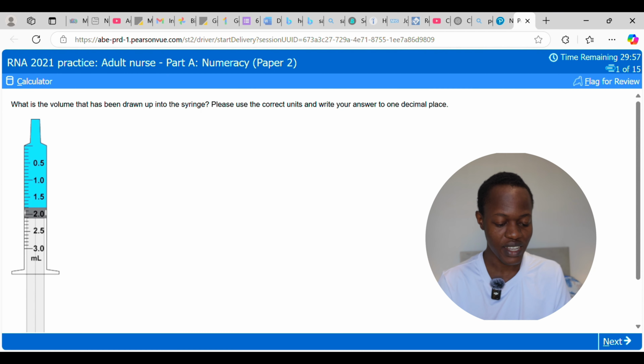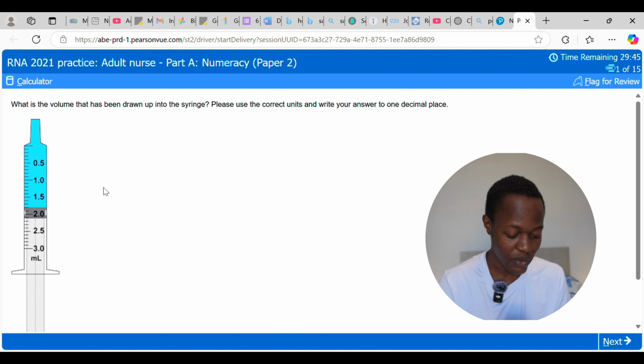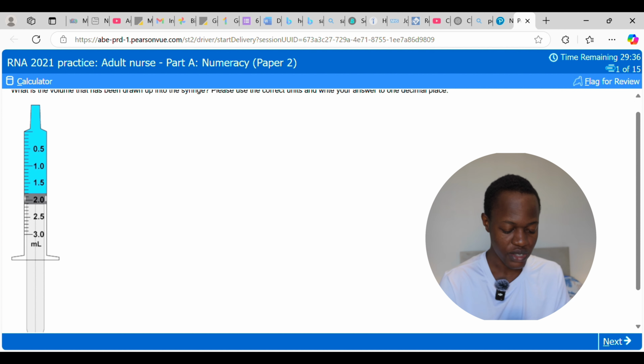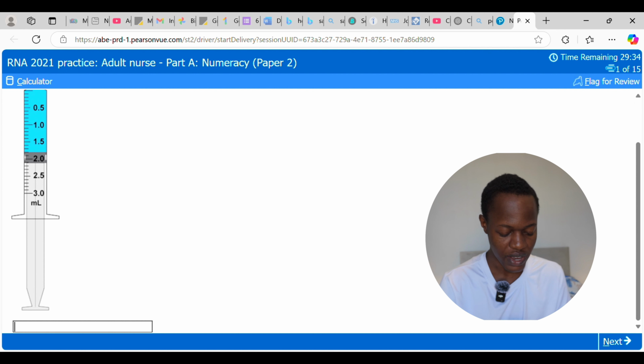The first question says, what is the volume that has been drawn up into the syringe? Please use the correct units and write your answer to 1 decimal place. Again, instructions are a very big thing. Now you can see that over here we have 1.5, which means this is 1.6, this is 1.7, and this is 1.8 ml. So we're just going to scroll down and write our answer, 1.8 ml. Now there's no ml here, so we are permitted to put it.